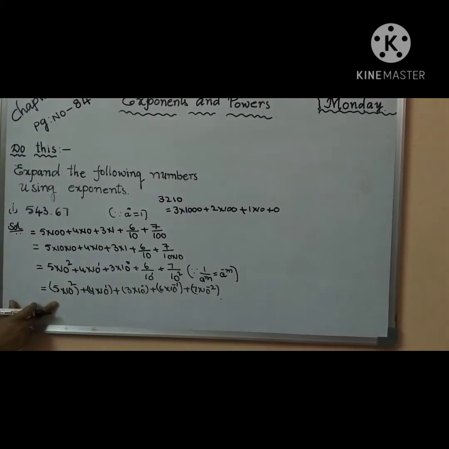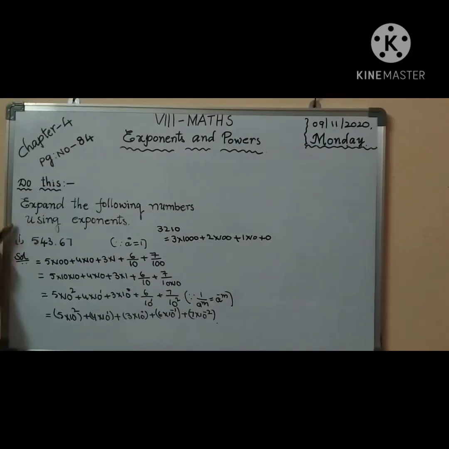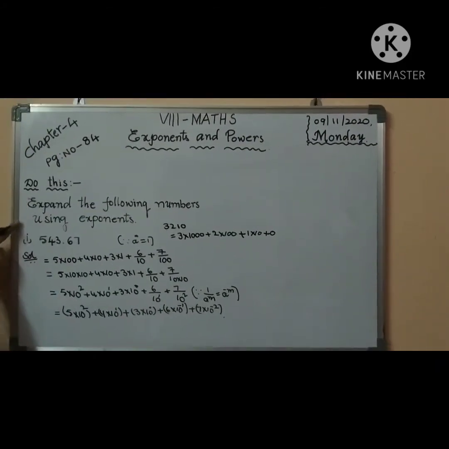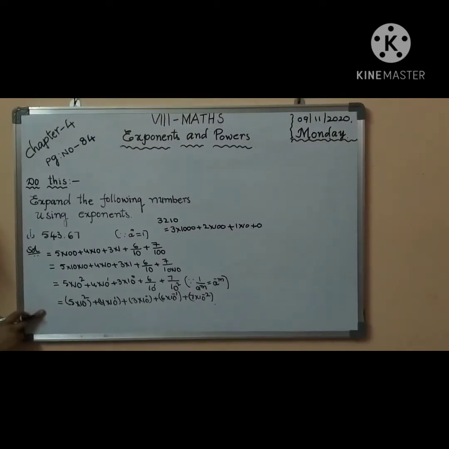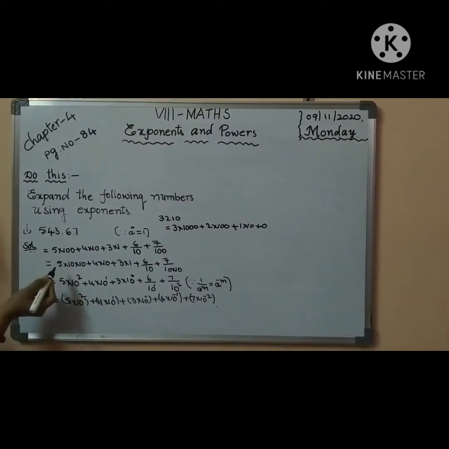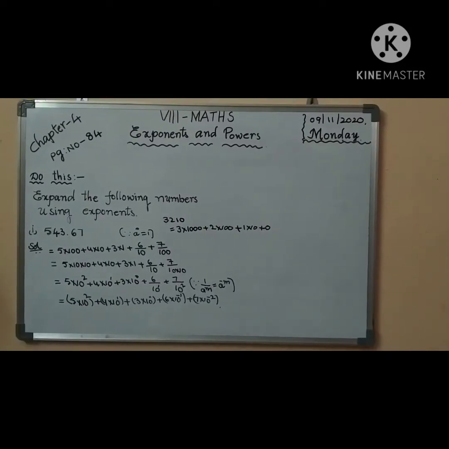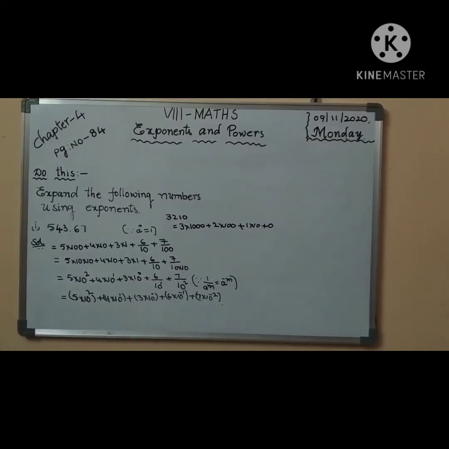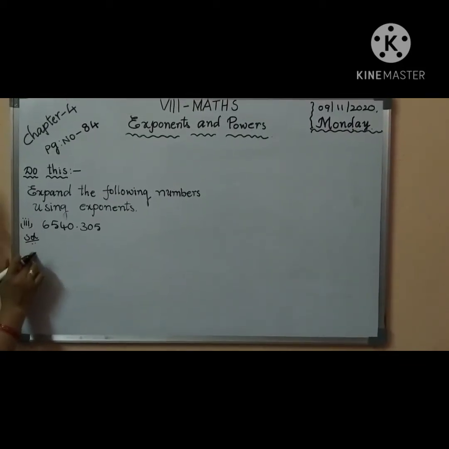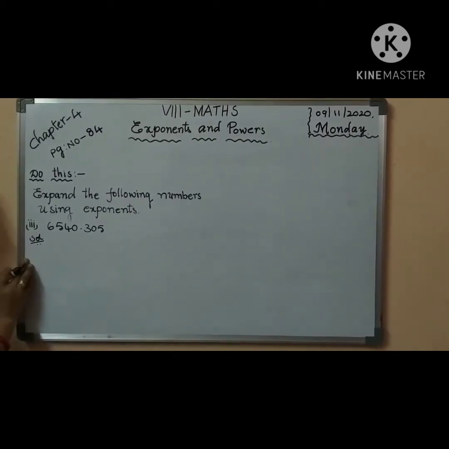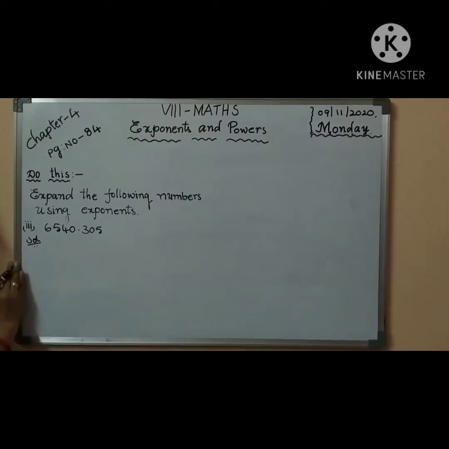Did you understand, children? It is page number 84, expanded form. Do the first Roman numeral problem. Okay, did you understand this one? Next, do the third Roman numeral problem. Before the class, the first problem is completed.